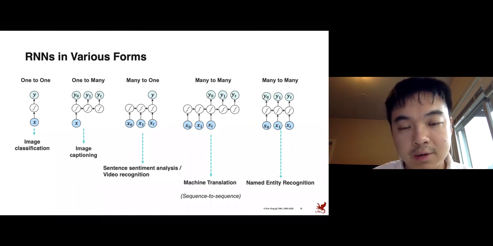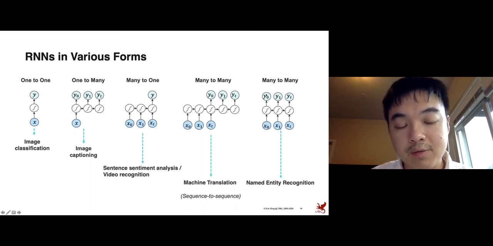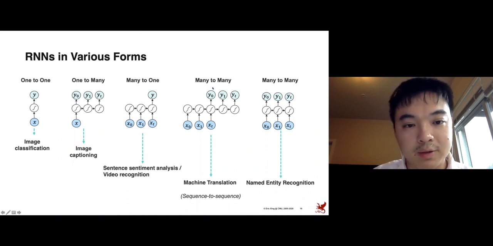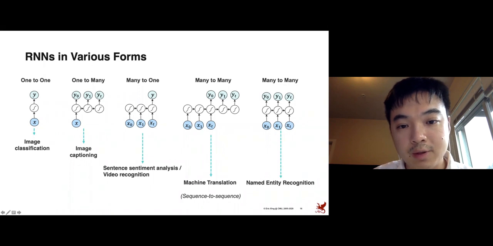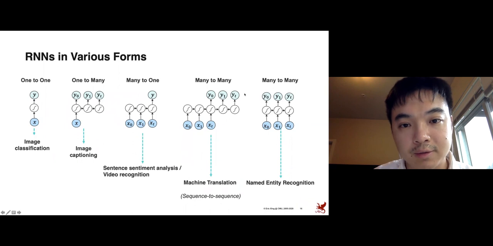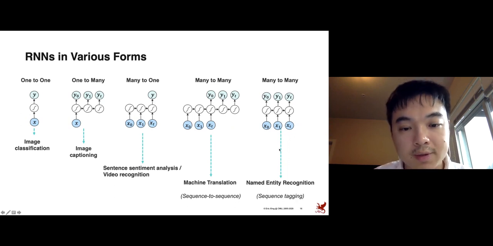For many-to-many mapping, there is another case, say named entity recognition. Input is a sentence, and for each of the tokens in the sentence, we want to predict a label, say whether this token belongs to a particular entity. So you can see the different architecture between this type of many-to-many mapping and the previous type. Here, the output is of the same length as the input. We have a one-to-one mapping between the output and the input tokens. And there, the mapping is more flexible. The output sentence may be of a different length from the input sentence. For this kind of many-to-many mapping, we usually call it a sequence tagging task.